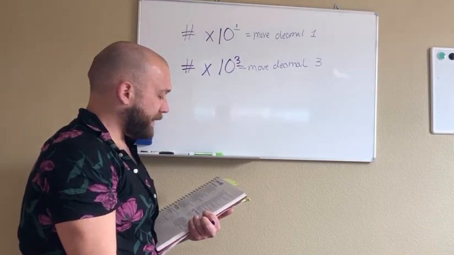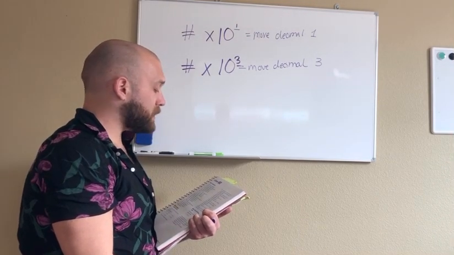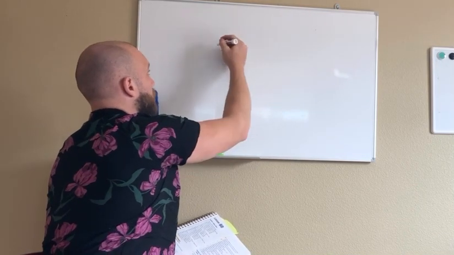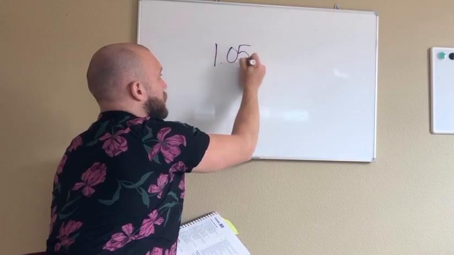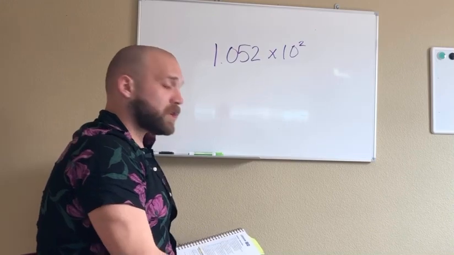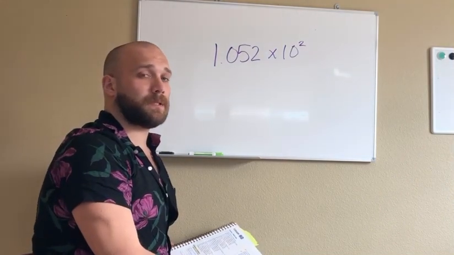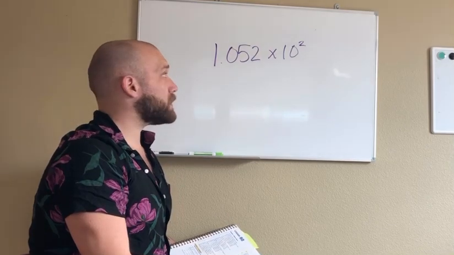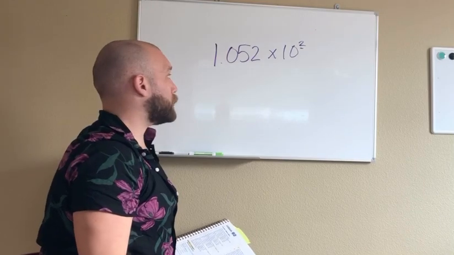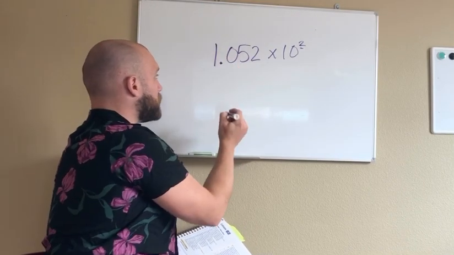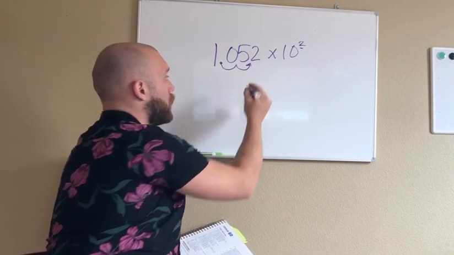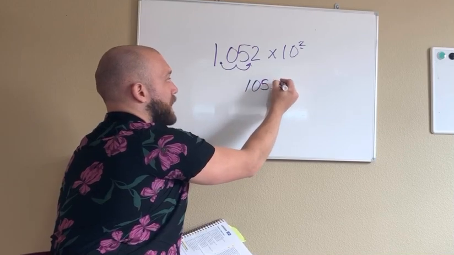Read problem A. 1 and 52 thousandths times 10 to the second. So our first problem is 1 and 52 thousandths times 10 to the second. So how many places do we need to move the decimal? 2, because there is a 2 in the exponent for 10 to the power of 2. So this decimal needs to be moved 2 places. So our answer is going to be 105 and 2/10.